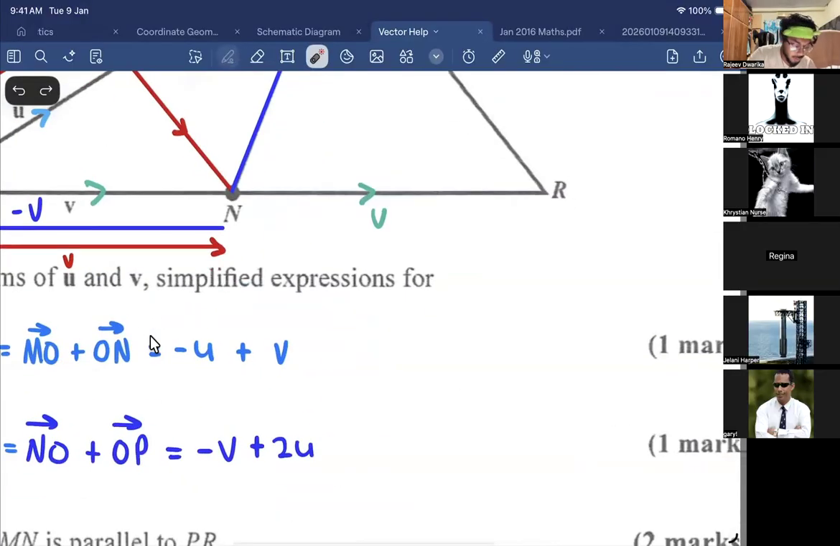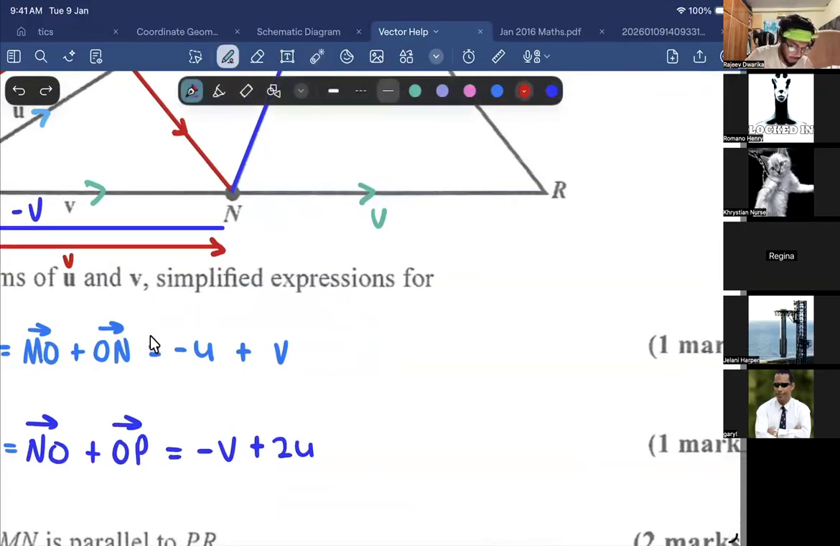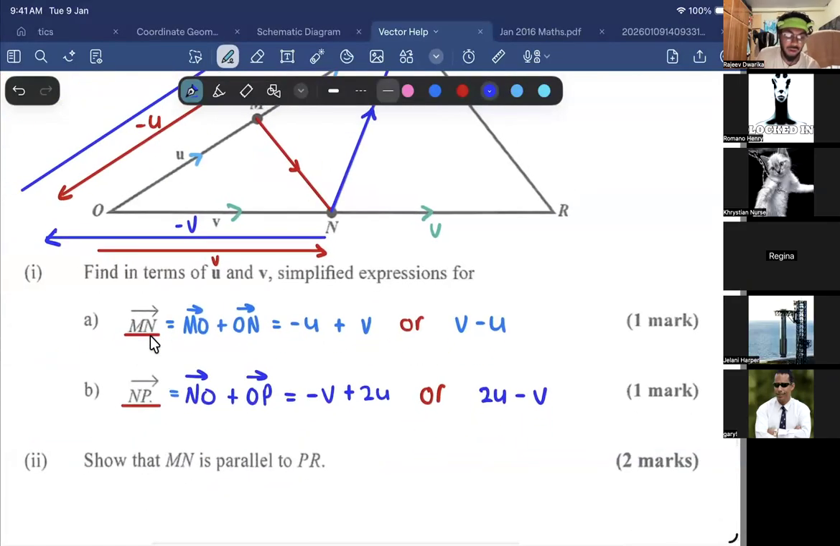Yeah. So for those of you that had this instead, you're completely fine. If alternatively you had V minus U, that's correct. And if you had 2U minus V, you are correct. You are allowed to change around terms so long as you don't change the signs associated with them.